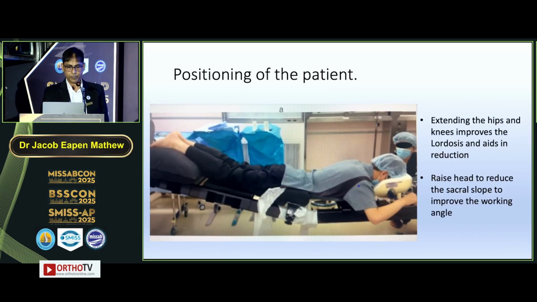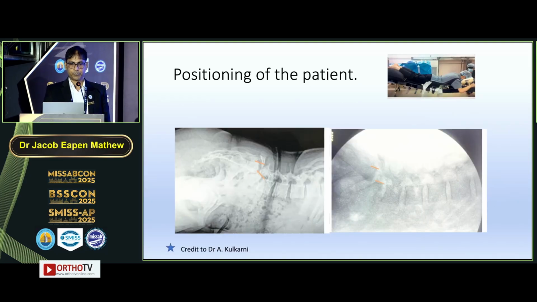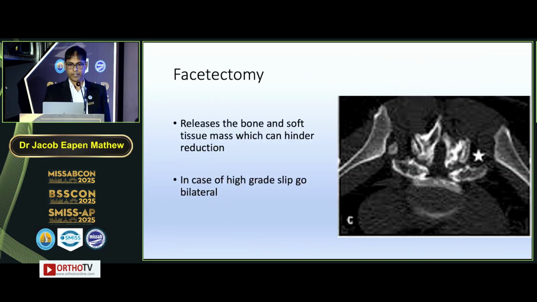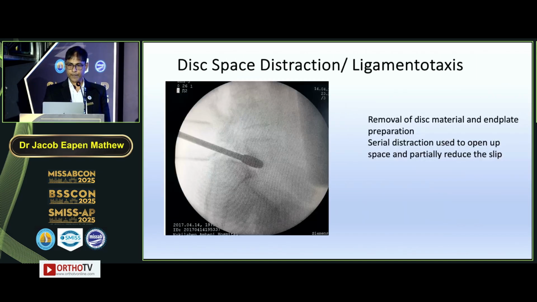In positioning, just extending the knees and the hips will improve the lordosis and aid in the reduction. Here you raise the head also so as to improve the angle, meaning reduce your sacral slope, and improve your working angle. As soon as you position the patient, you can see that some of these high-grade listhesis improve by 1 grade. It aligns the disc space better in your favor. Do a bilateral facetectomy for high-grade listhesis.